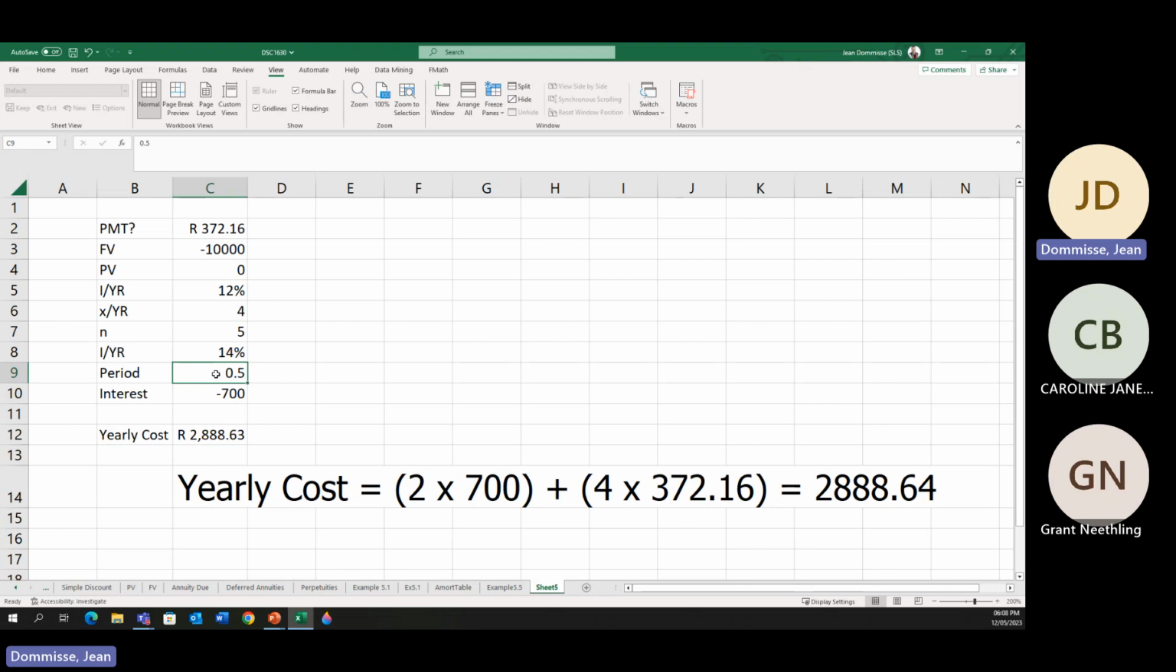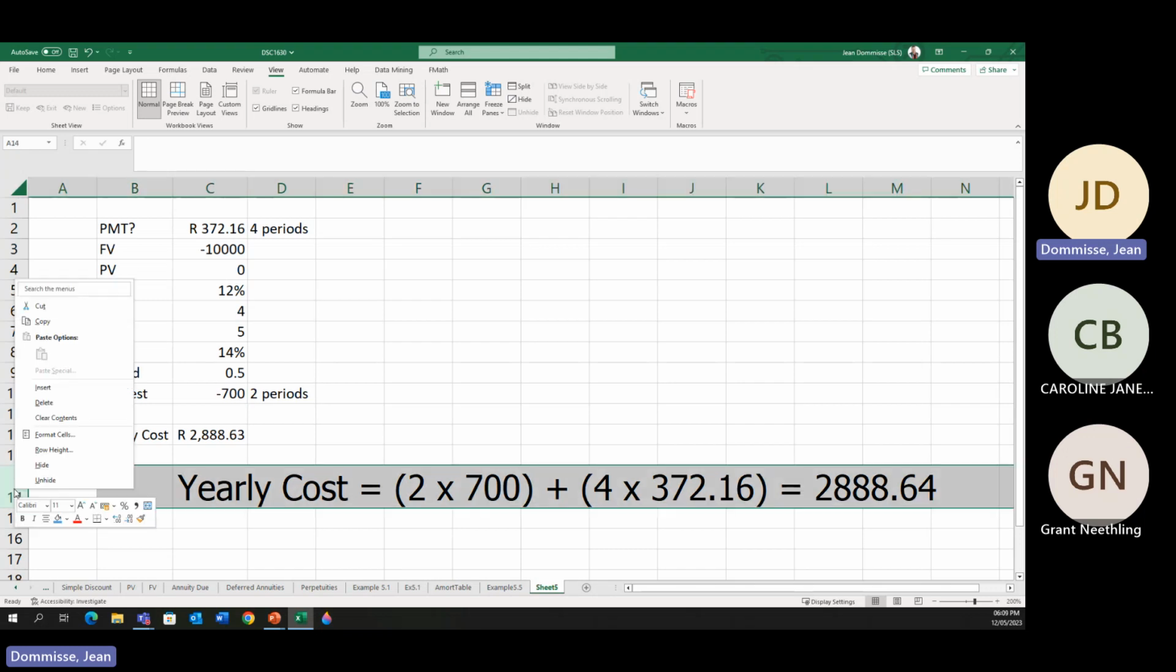So what we can do with this one, I'm going to think about something there. But the yearly cost then is basically the payments for 4 periods and the interest for 2 periods. So it would have been that times 4 and this times 2. That will be your yearly cost.